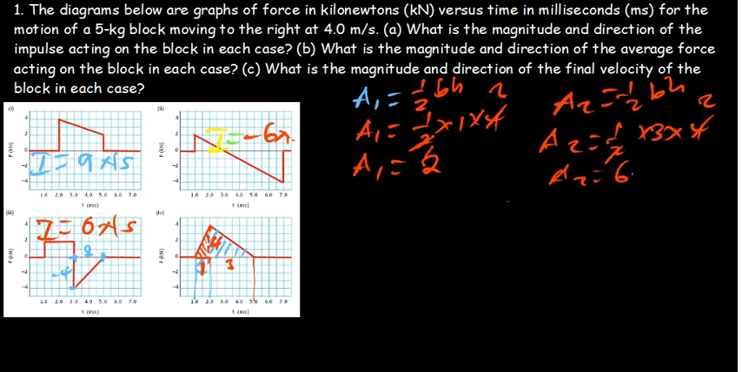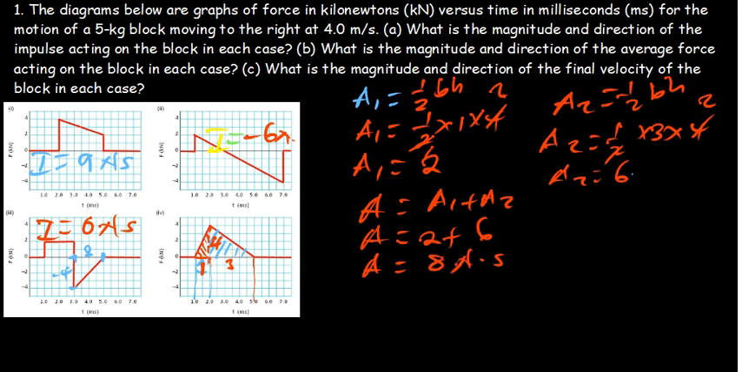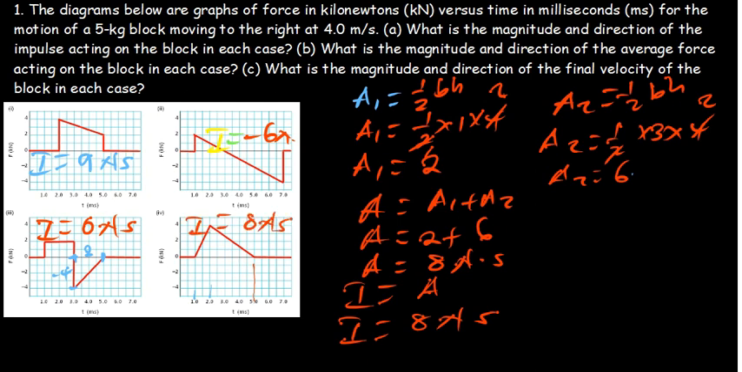Now I can add. The total area will be area 1 plus area 2. So I'll have area 1, which is 2, plus 6. Then area will be now 8 Newton seconds. So since impulse in this case is equal to area, then impulse is 8 Newton seconds. So now that we are done with question part A, I have got my impulse here, which is 8 Newton seconds.